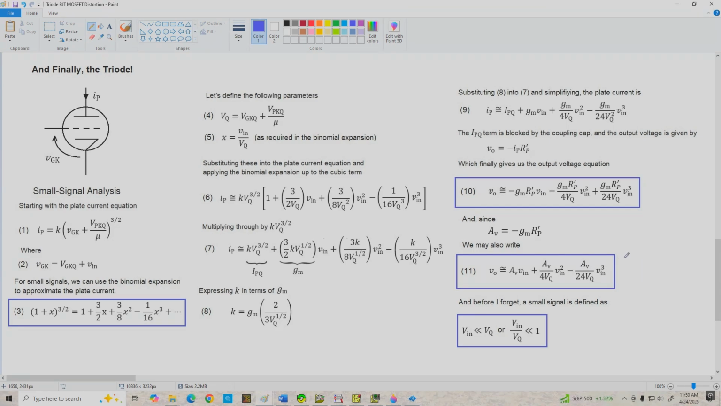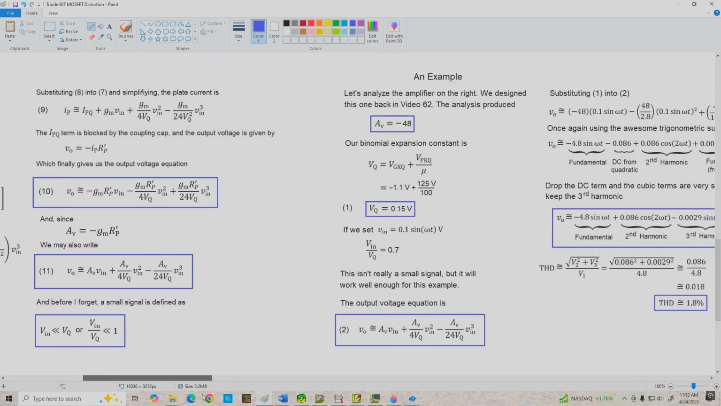And just like the case of the Taylor series expansion with the BJT, there are input voltage limits we have to watch out for to keep this approximation valid. For a small signal, we're going to define that as Vin being much less than V sub Q, or alternatively, the ratio Vin over VQ should be much less than 1. The smaller it is compared to 1, the more accurate this approximation will be. All right, now let's go on over to the next page and apply this information.